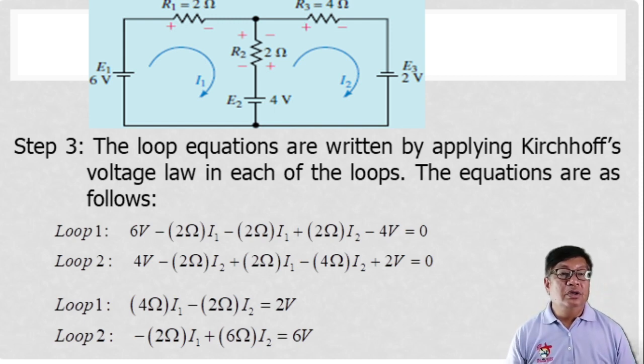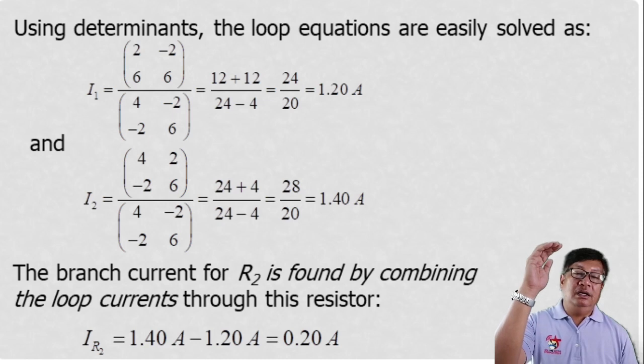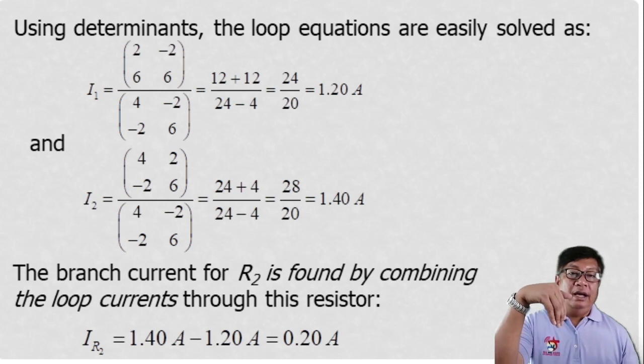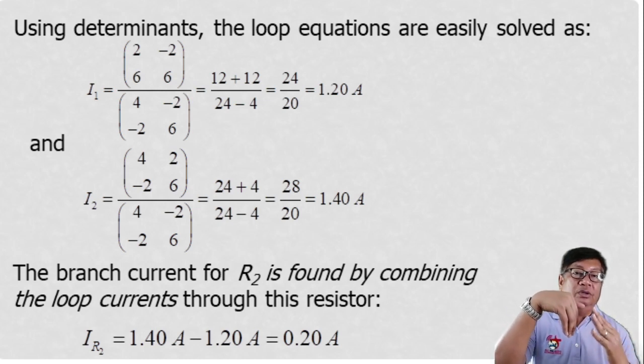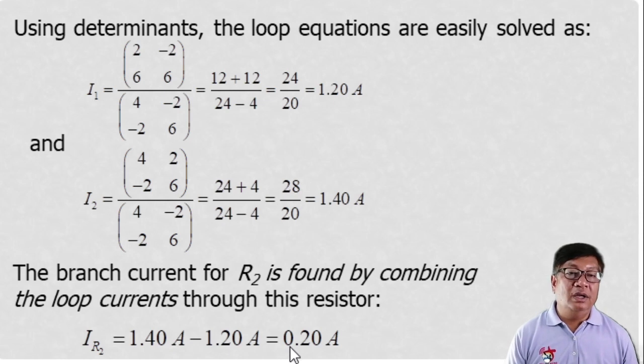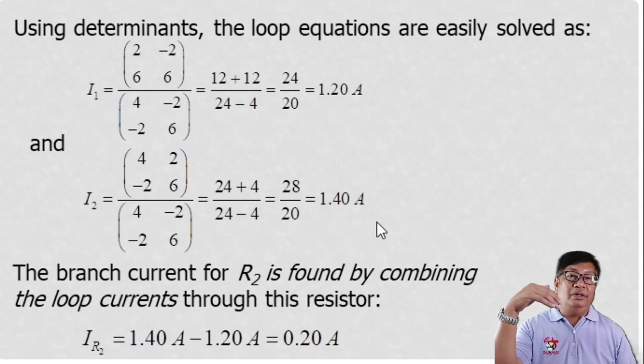Then you have to use algebraic solution. So if we assume that the loop current I sub 2 is 1.4, and the loop current I sub 1 is 1.2, if you sum them up algebraically, it will result to 0.2 amperes. So what is now the direction of our current in R sub 2? Because the loop current I sub 2 is greater than the loop current I sub 1, therefore the direction of the loop current I sub 2 will be followed, no?